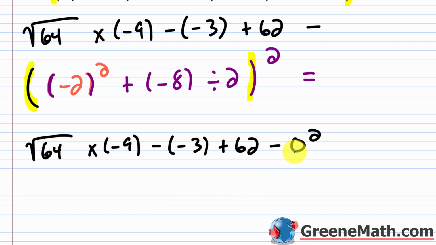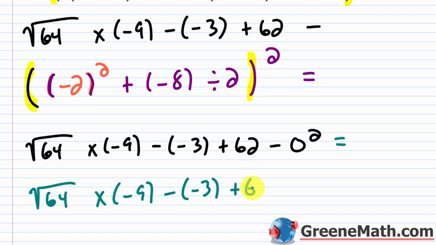And first, let's do the one we know. We know that 0 squared would be 0. So let me write the square root of 64 times negative 9 minus a negative 3, then plus 62. And you can write minus 0 if you want, or you can leave it off. Of course, if we subtract away 0, it's not going to do anything. So let's just leave it off. Okay, let me slide down here.